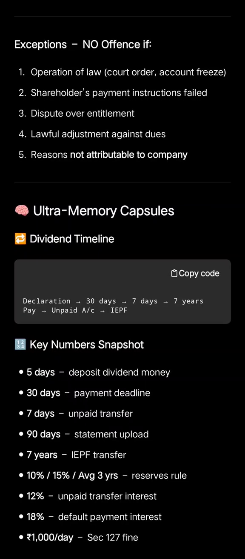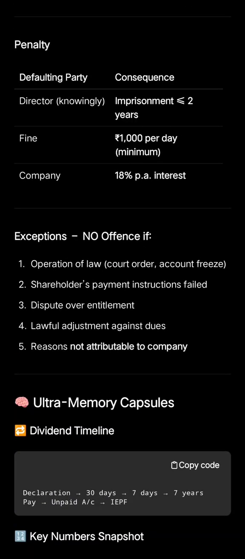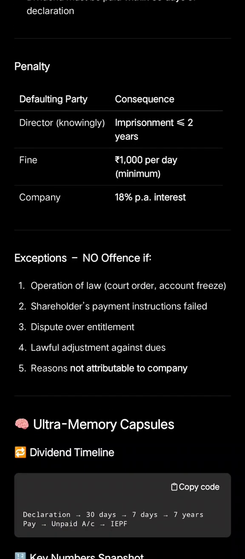7 years to transfer to IEPF. IEPF committee maximum 7 people. Unpaid transfer interest rate is 12%. Default on declared dividend under section 127: interest rate is 18% and 1000 per day minimum. This is all about the declaration and payment of dividend chapter, which is chapter 8 of the Companies Act.